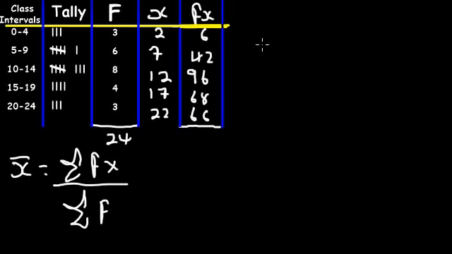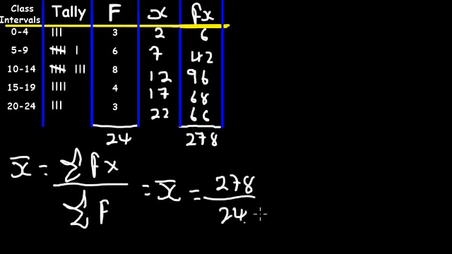So let's add the fx. To add that, let me make use of my calculator. 6 plus 42 plus 96 plus 68 plus 66. I got 278. So I have everything I need to determine the mean. Therefore, the mean or the average now becomes 278, which is the sum of fx, divided by the sum of f, which is 24. So dividing that by 24, we got 11.58. And this is our mean.